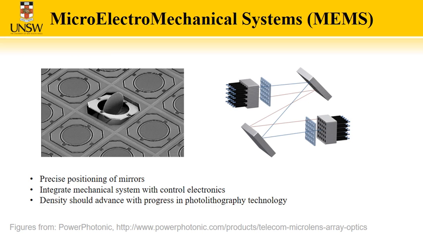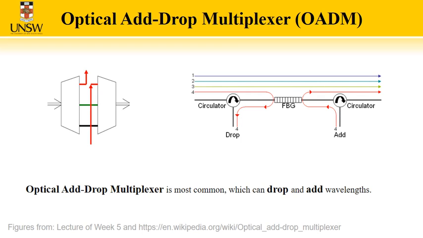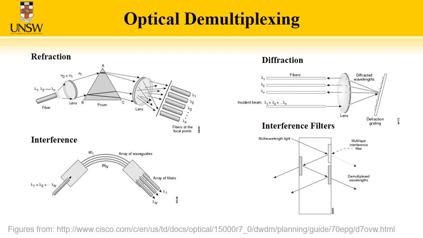Next, the microelectromechanical system is a kind of all-wavelength switching, which is based on precise positioning of mirrors and integrates a mechanical system with control electronics. Next, I'd like to briefly introduce some optical multiplexing and demultiplexing technologies. In terms of multiplexing, the optical add-drop multiplexer is most common, which can add and drop wavelengths. In terms of demultiplexing, we can use refraction, diffraction, and interference to separate light of different wavelengths.